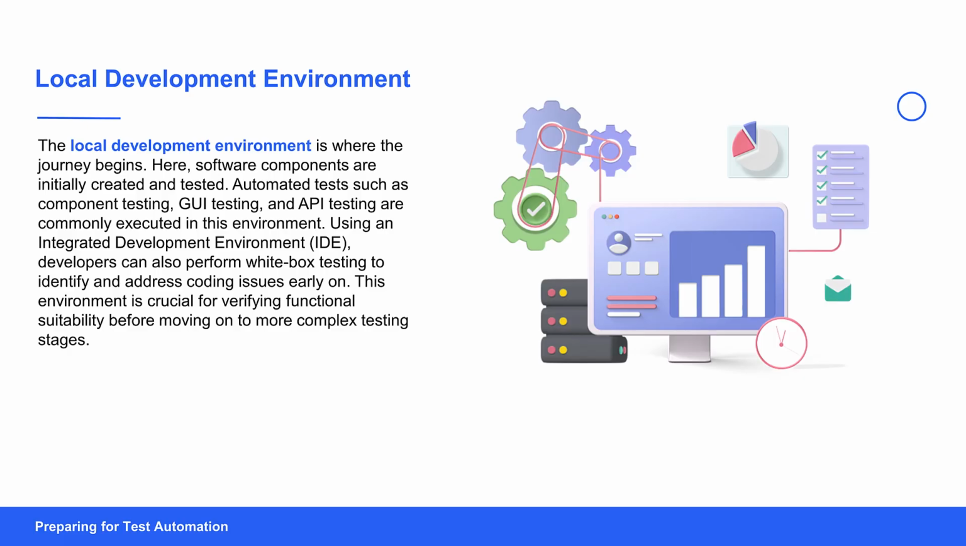In this environment, developers initially write and test the code that makes up the software. Automated tests are crucial at this stage, as they allow developers to quickly verify that individual components of the software are functioning correctly. These tests often include component testing, where each part of the software is tested in isolation, as well as GUI testing and API testing, which ensure that the user interface and backend services are working as intended. Additionally, using an integrated development environment, or IDE, developers can conduct white box testing to identify and fix coding errors early in the development process. This early testing is essential for catching issues before they have a chance to affect the broader system.